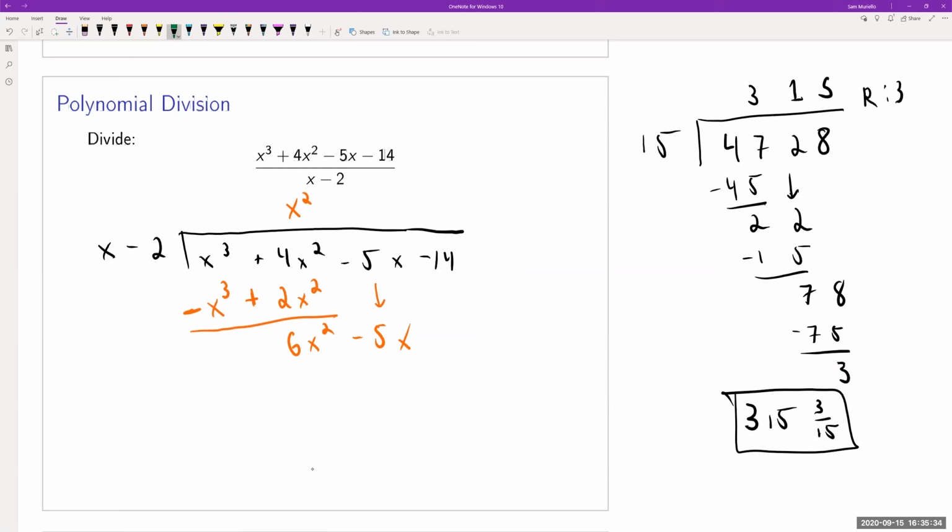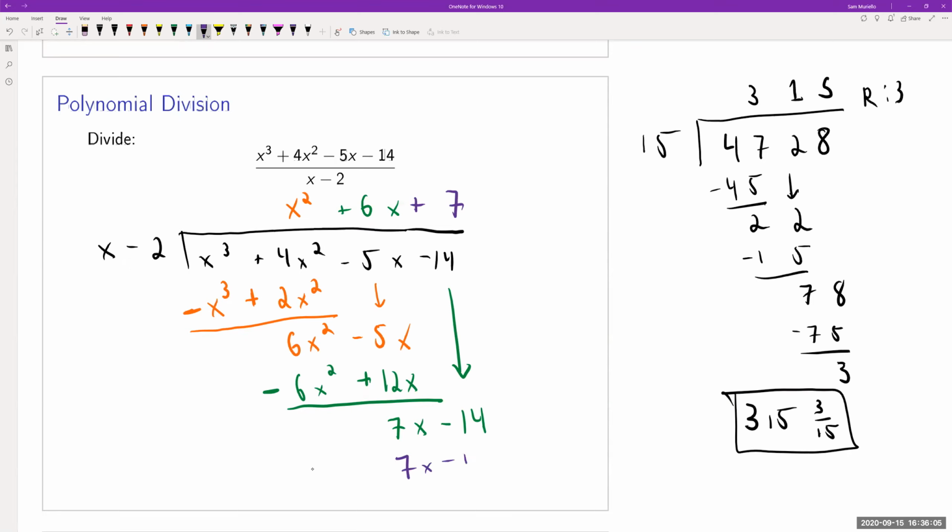Let's repeat the process. X minus 2 goes into 6x squared 6x times. So that means I'll have 6x squared minus 12x. Once again, I need to subtract, so I'll cross over as I distribute. And that gives me 7x minus 14. We'll repeat one more time. 7x, I'll need to multiply by 7. And in this case, I got a remainder of 0. The answer is x squared plus 6x plus 7.